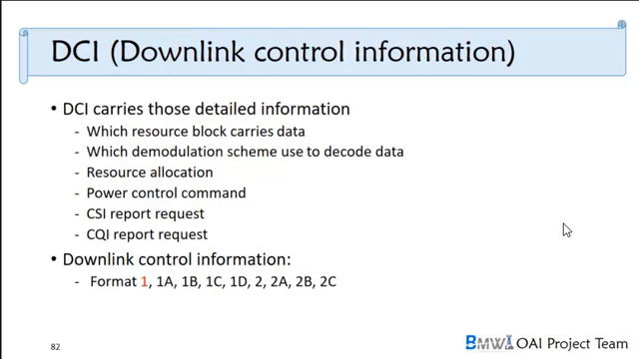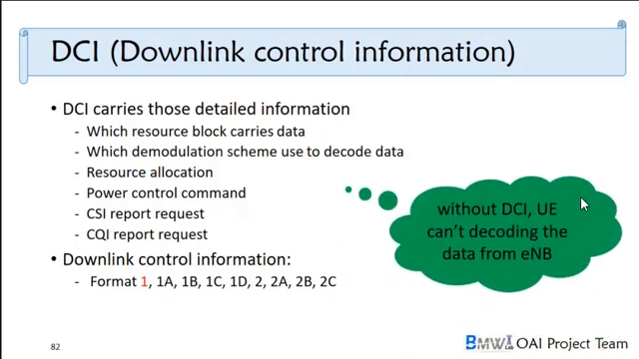And this is DCI. It means downlink control information. It will carry detailed information like the resource block and the modulation scheme used to decode data, resource allocation, and power control command. And the most important is the CSI report request and the CQI report request. So if the DCI brings this message to the UE; without DCI, the UE cannot decode the data from the eNodeB.